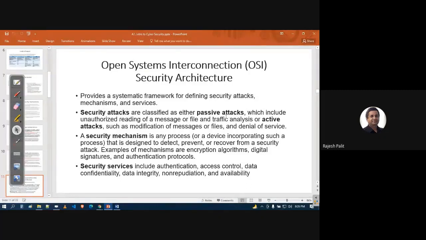So security attacks, I already mentioned this, I don't need to. These are already discussed. So for authentication we will be using some of these security mechanisms.